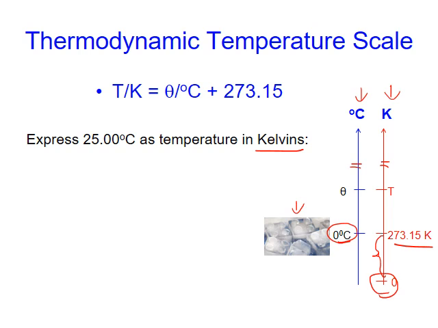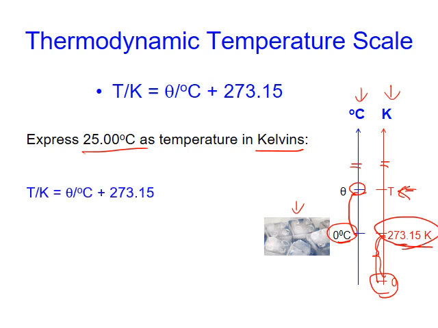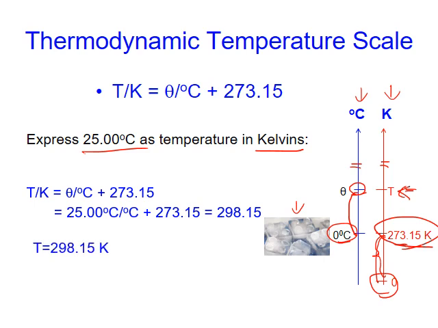And therefore, if we have a certain temperature in Celsius, to get the temperature in Kelvin, you should add 273.15. For example, 25 degrees Celsius, we add 273.15, and that gives you 298.15 Kelvin.